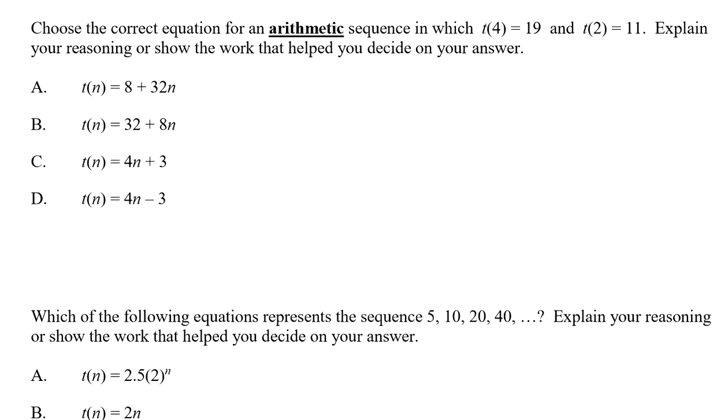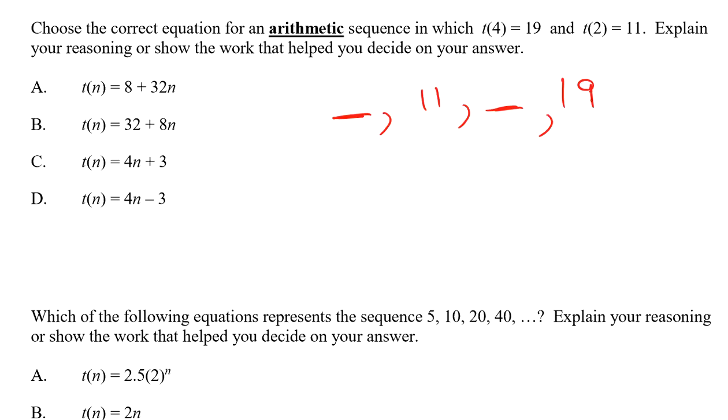So in this question, I believe it's question 4, it's multiple choice, and it says choose the correct equation for an arithmetic sequence in which the fourth spot is equal to 19 and the second spot is 11. So I could think about this sequence. Here's the first spot. The second spot is the number 11. I don't know the third, but I do know the fourth is 19.